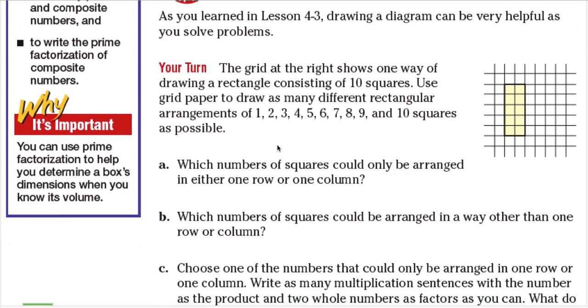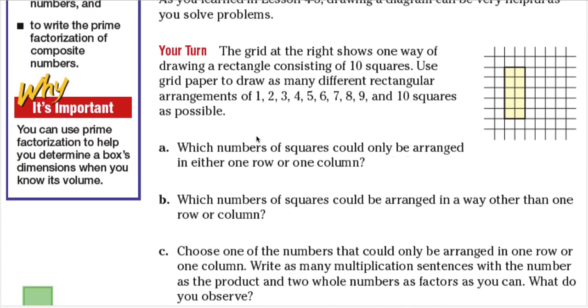As you've learned in 4-3, drawing a diagram can be very helpful as you solve problems. The grid at the right shows one way of drawing a rectangle consisting of 10 squares. Use the grid paper to draw as many different rectangular arrangements of 1, 2, 3, 4, 5, 6, 7, 8, 9 and 10 squares as possible. So let's take a look at number 1 and see how many possible combinations there are.